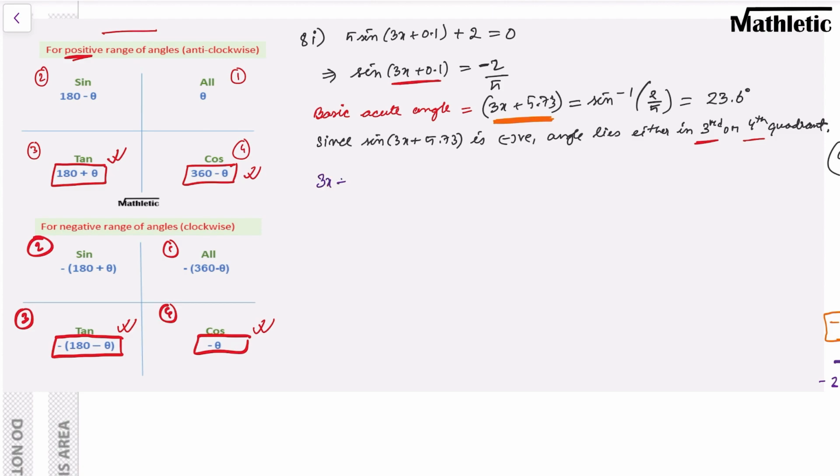So 3x plus 5.73, this is my basic acute angle. I will have the positive values first. So 180 plus theta. Theta is the basic acute angle, which is actually 23.6. I will replace it later. For the time being, I am just writing the formulas which I have picked considering the quadrants. So these are the 4 formulas.